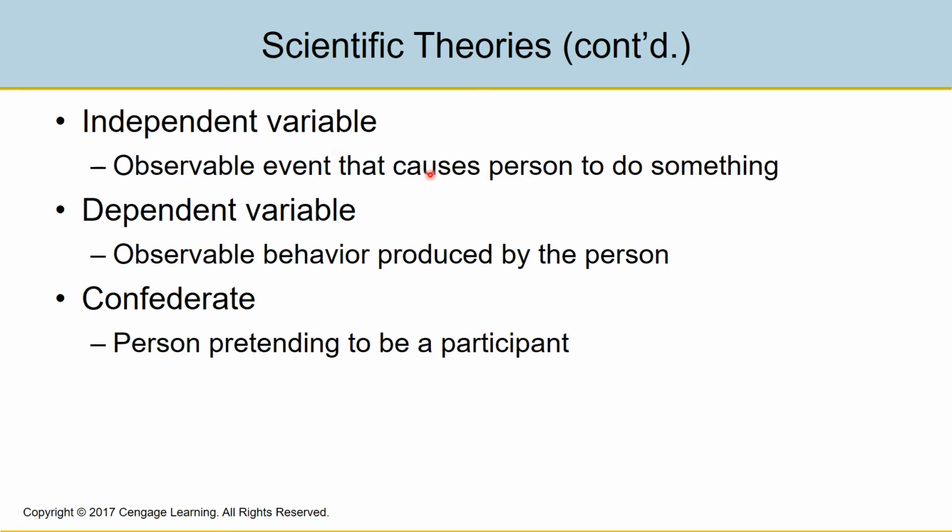These are observable events that cause a person to do something. And so in any given experimental study, we are manipulating an independent variable in order to measure its effect with the dependent variable. This is observable behavior produced by the person.